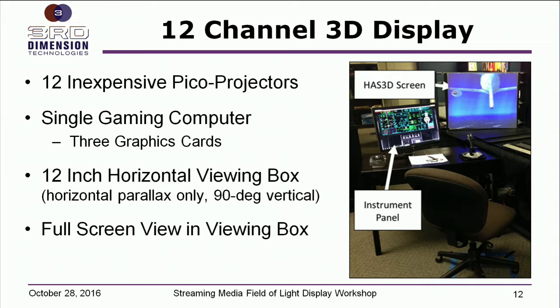We're showing here a flight simulator program. We'll talk a little bit more about it; it was prepared with Lockheed Martin. You can see a joystick on the desk there, and then the cockpit instrument panel, not in 3D, on the left. The HAS 3D screen on the right is 30 inches by 24 inches. And with this particular display, you're getting 1.5 megapixels into each eye over the full 12-inch viewing range.